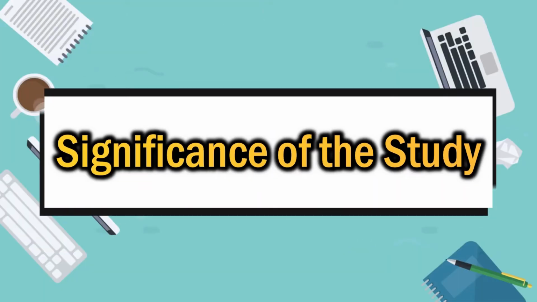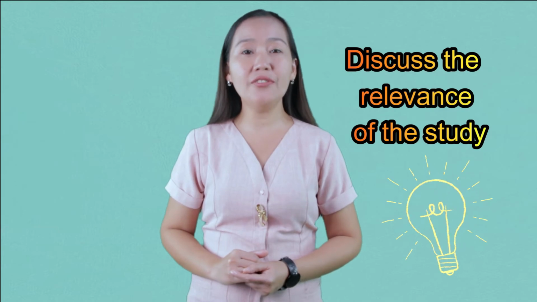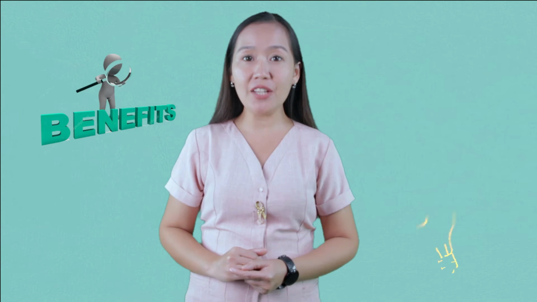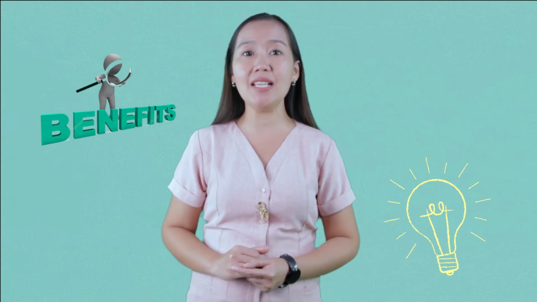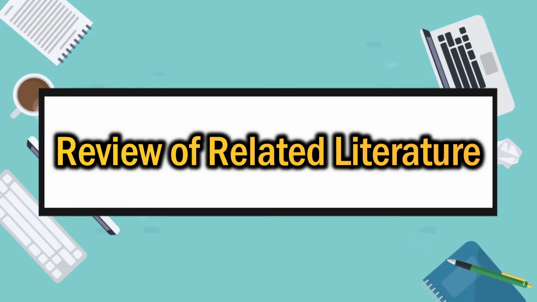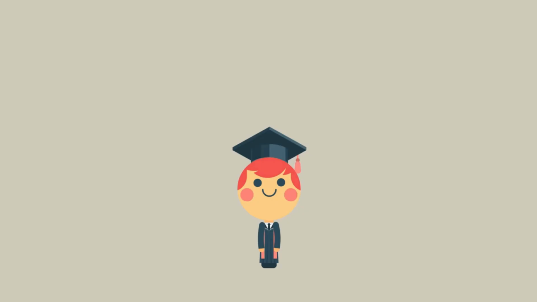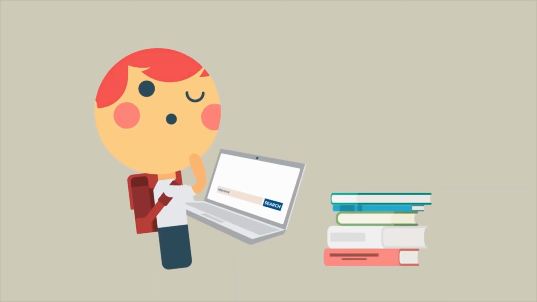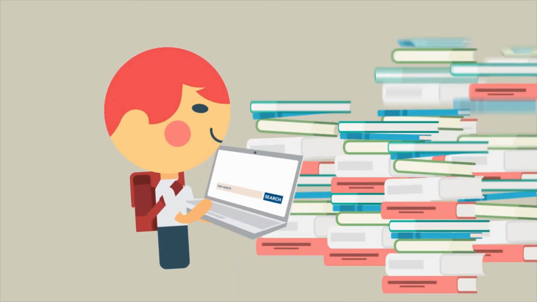For the significance of the study, discuss the relevance of the study to your intended audience. Cite the specific benefits that they can get from the findings of the research. And in the literature review or review of related literature, or RRL, discuss previous studies done on the chosen topic. Relate how your research relates to these previous researches.